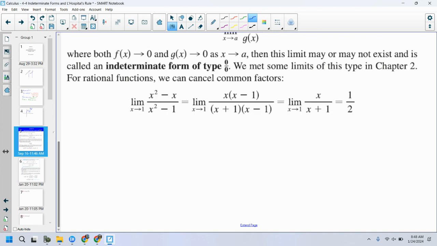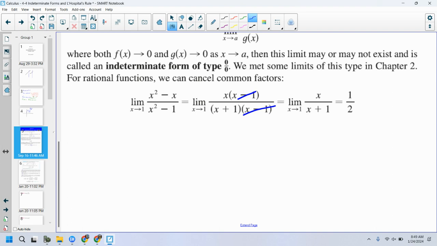Take a look at this limit right here. We found our ways around it earlier. The limit as x approaches 1 of x squared minus x over x squared minus 1. At the very beginning of chapter 2, we said, well, we can't plug it in, but what we can do is factor that thing down to make the x minus 1 cancel out. I factor out the x in the numerator. I factor down the denominator. I'm able to cancel out an x minus 1, leaving an x over x plus 1, which puts it to 1/2. So we found our ways around that.